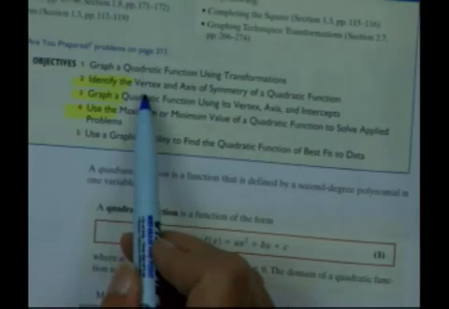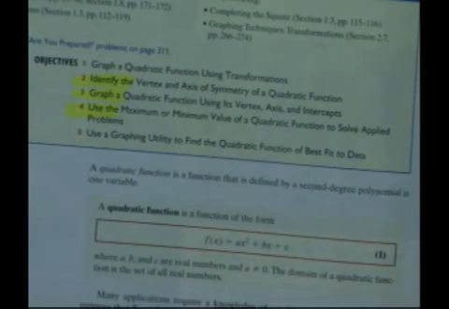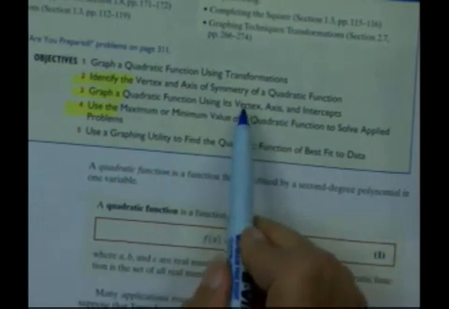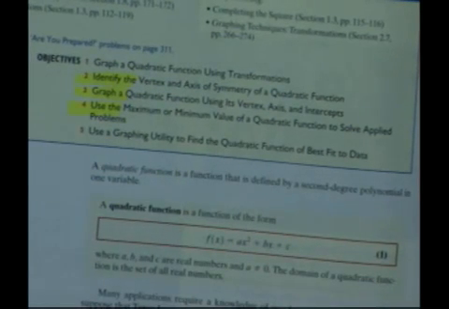Go ahead and impress me. Where do you find the vertex of the parabola? If the parabola is opening up, it's your very lowest point, and if your parabola is opening down, the vertex is the very highest point. Tell me about an axis of symmetry. Why do you even talk about an axis of symmetry for a parabola? Anybody know about the axis of symmetry?